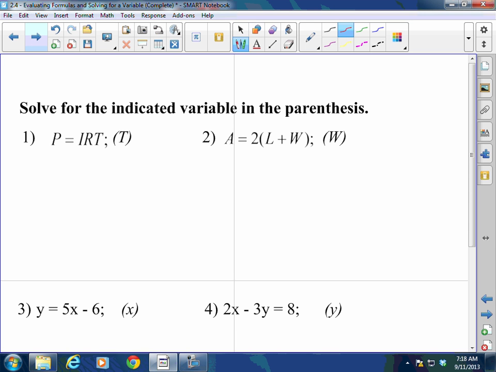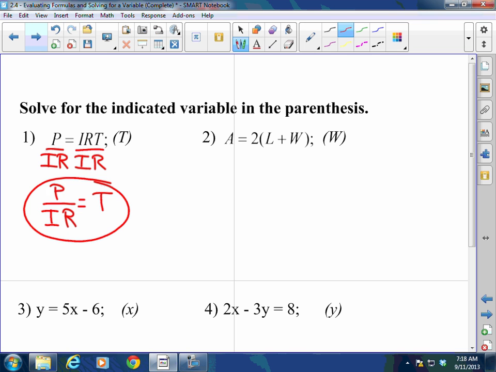You ask yourself, what is the relationship between the I, the R, and the T? Are they being added, subtracted, multiplied, or divided? And hopefully you know that they are being multiplied. Now the question is, how do I cancel multiplication? With division. So I'm going to divide IR to both sides. So P divided by IR equals T. Done. T has been solved for.